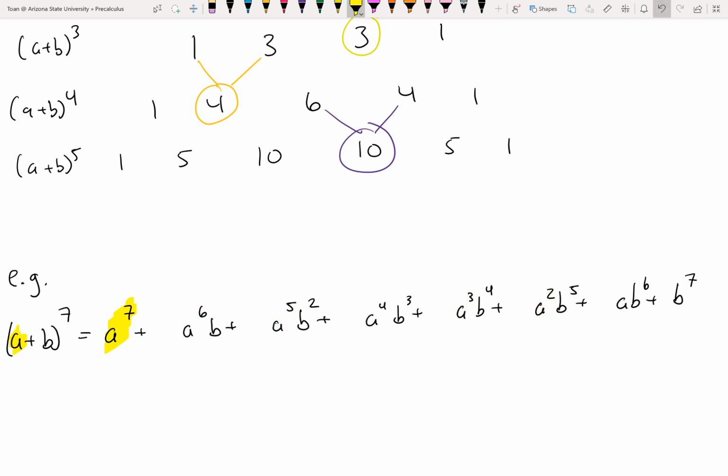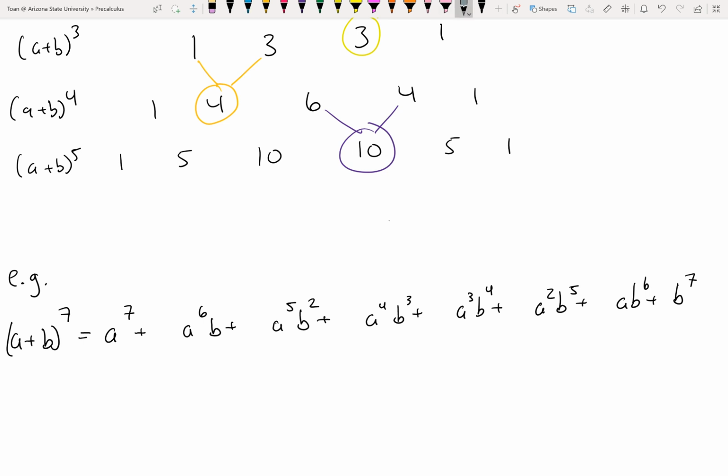And the exponents of b should start at nothing, there's no b's here, and then just increase by 1. Now, all I have to do is figure out the coefficients. So to do that, I need to do Pascal's triangle to the 8th row, or until this number is 7. So let's just continue from above here.